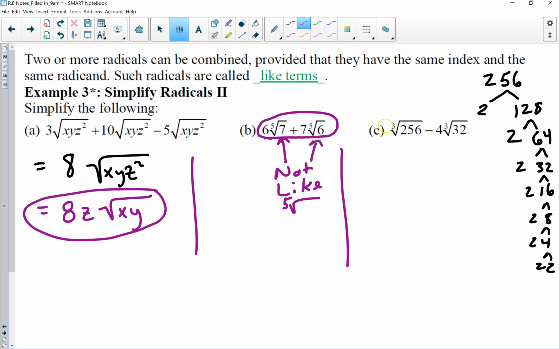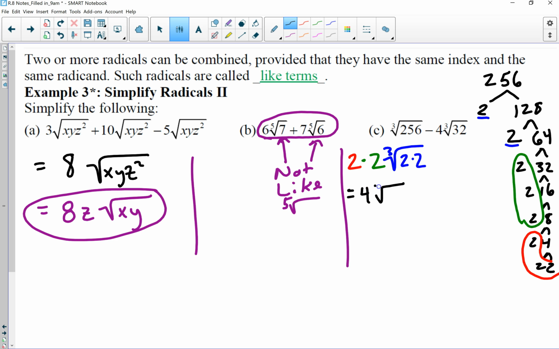So here I'm doing a cube root, so I need 3 of the same number. So there I have a triple set of 2's, so that 2 can come outside of the cube root. Here I have another triple set, so that 2 can come outside my cube root. And then I have 2 2's left over, so it can't come outside of the cube root. So there'd still be a cube root of 2 times 2. So when it's all said and done, if I multiply that all out, it would be a 4 cube root of 4. So that's a reduced form of the cube root of 256.